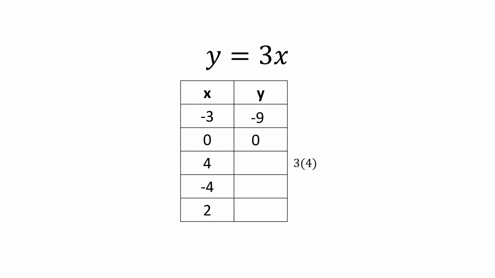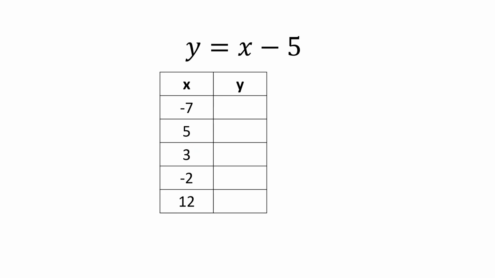When x is 4, you do 3 times 4. When x is -4, you do 3 times -4. And when x is 2, you do 3 times 2. And that's it. This is an ordered pair for this equation. This is also an ordered pair. These are all ordered pairs. And we'll talk more about that later on.